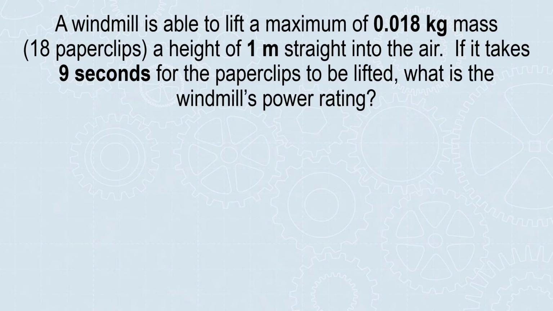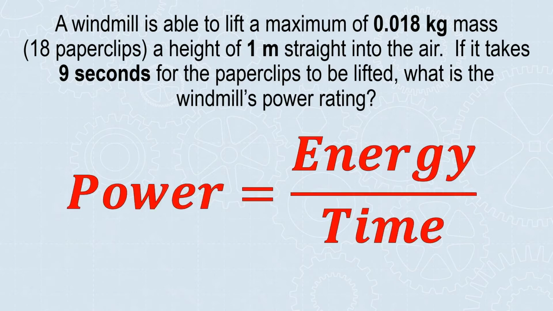Let's pretend a windmill is able to lift a maximum of 0.018 kilograms to a height of 1 meter straight up in the air. If it takes 9 seconds for the paperclips to be lifted, what is the windmill's power rating? It's asking you to calculate power, so you might jump straight into the power equation. We know that it took 9 seconds for the paperclips to be lifted, but we have no idea how much energy was used. The energy was used to lift the paperclips straight off the ground.